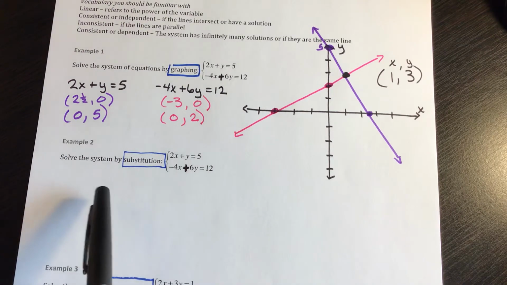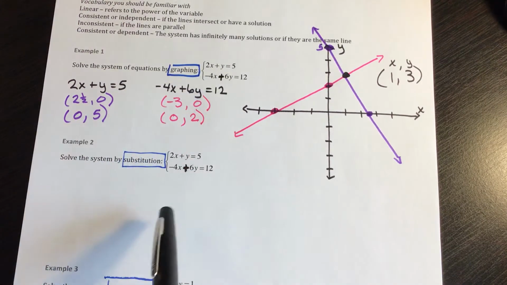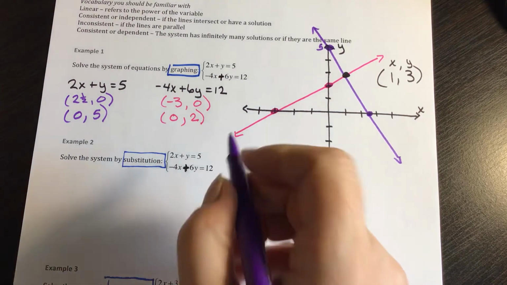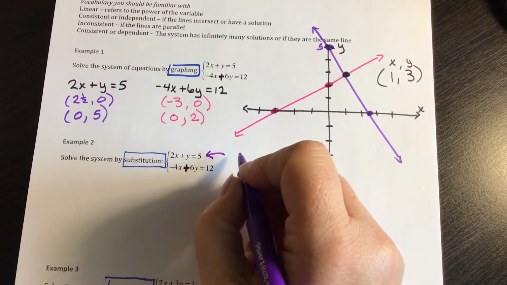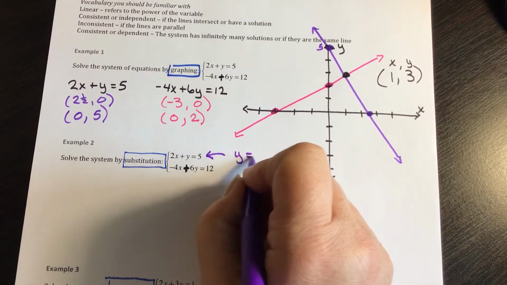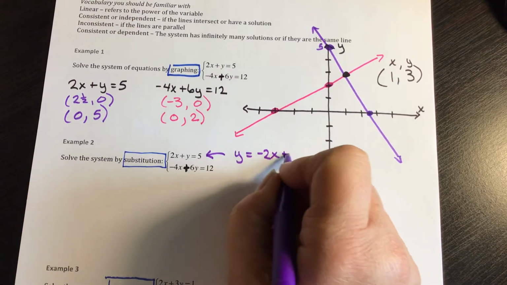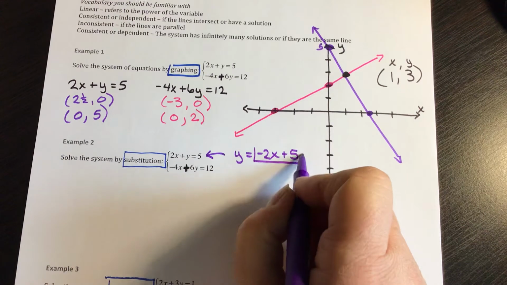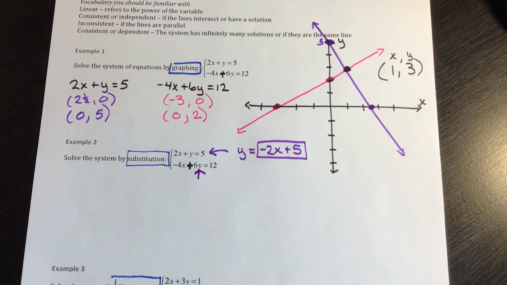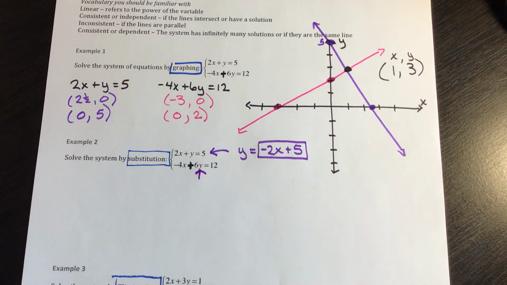All right, so in example 2, we've got the same set of equations. We're going to solve this now using the substitution method. And with the substitution method, we want to solve one of the equations for one of the variables. So if I look at this first equation, I'm going to solve for y. And I'm just going to subtract 2x to the other side, and y would be negative 2x plus 5. Now I'm going to take this value, and where I see a y in the other equation, I'm going to plug in what y equals.